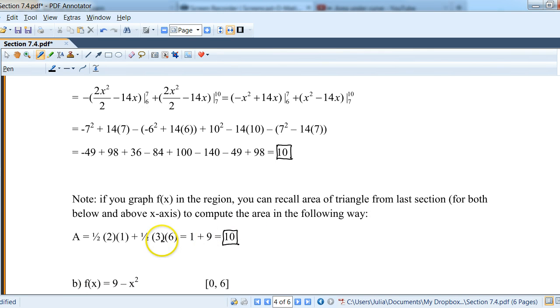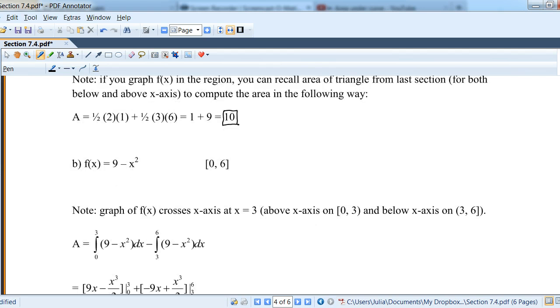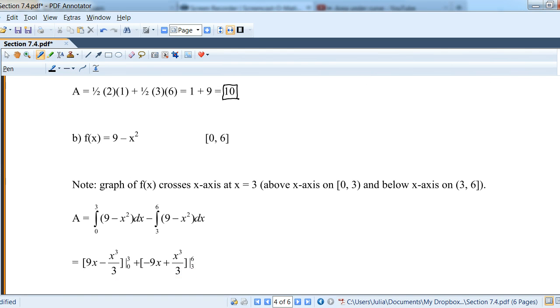There would have been an easier way if you had just computed the areas of a couple of triangles. I think I got 1/2 times 2 times 1. This was from 6 to 7. And then 1/2 times 3 times 6. That was the area from 7 to 10. So you could have done it with the triangles, but I wanted to show you with the integral too. So 9 minus x squared is the same way. I don't want to make this video too long.